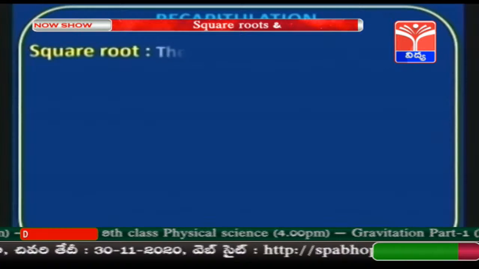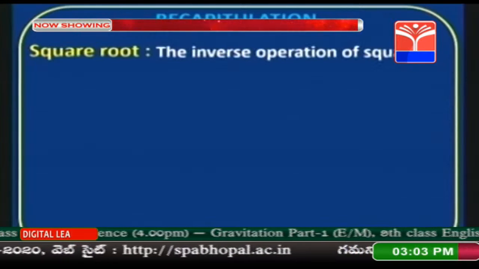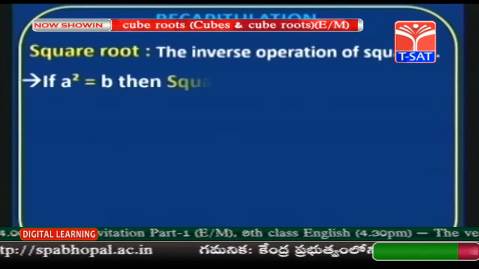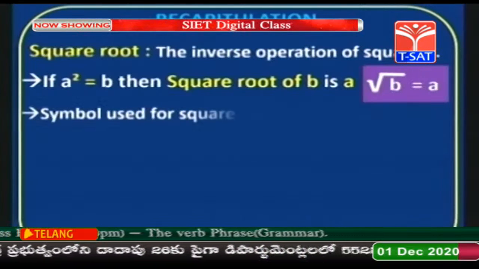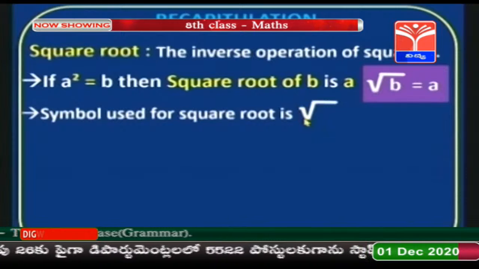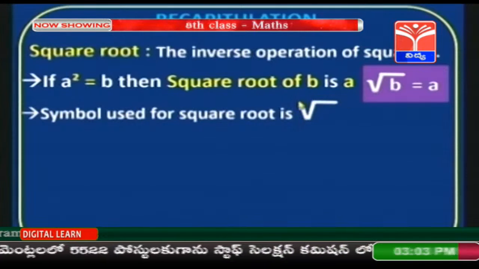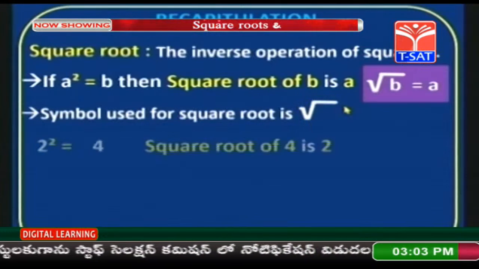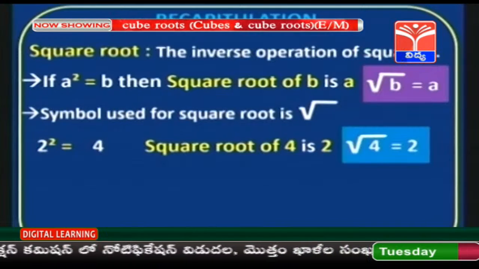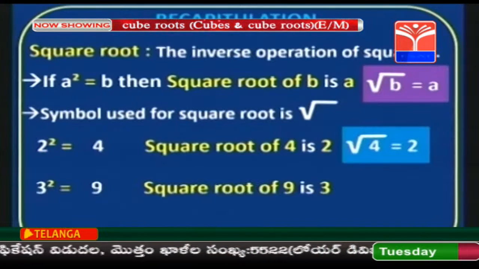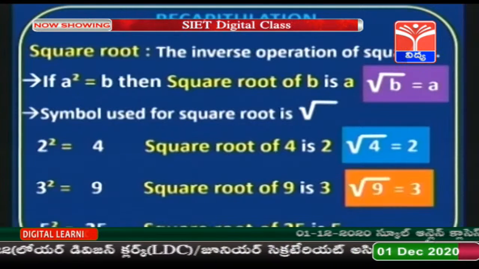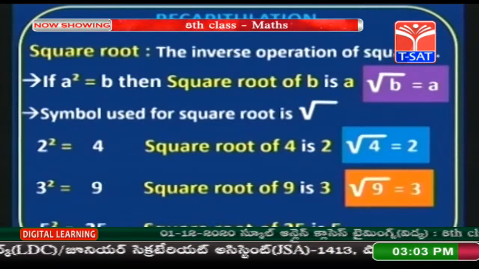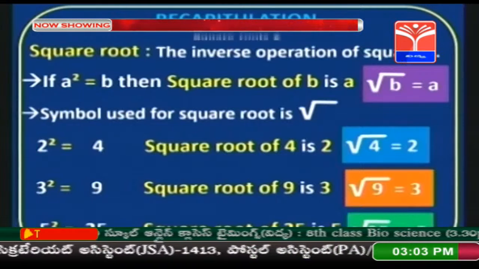Now square root: the inverse operation of squaring. If a square is equal to b, then square root of b is a. The symbol used for square root is this one. Children, try to know the symbol here. This is the symbol used for square root. If 2 square is equal to 4, then square root of 4 is 2. If 3 square is equal to 9, then square root of 9 is 3. If 5 square is equal to 25, then square root of 25 is 5.